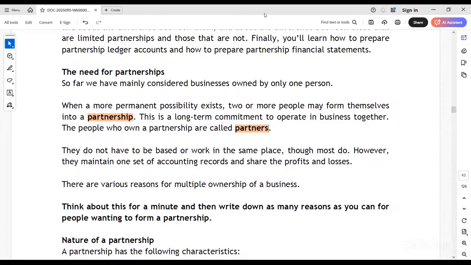Yes, Patricia, Susan, Aya, Kathy. What do you think are the reasons as to why people go for partnerships? Members, what are the reasons for partnership businesses? What reasons do you have as to why people want partnerships?